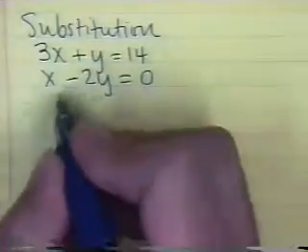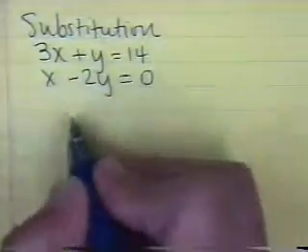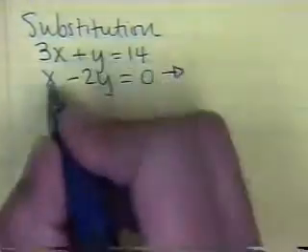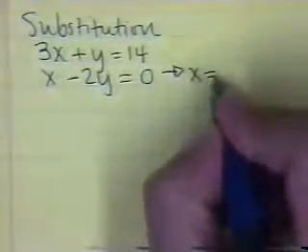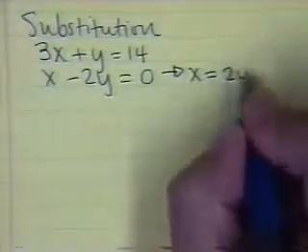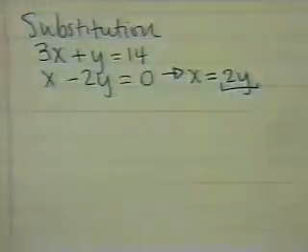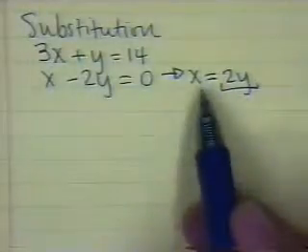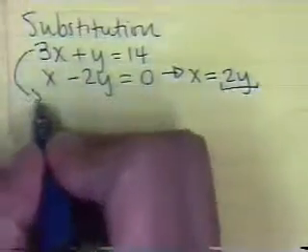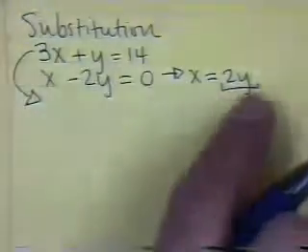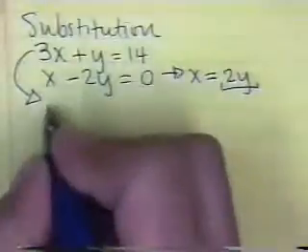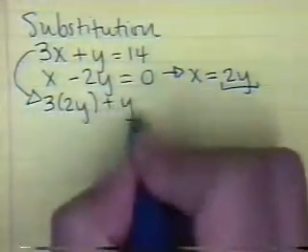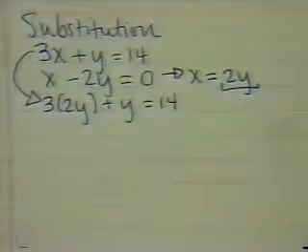Here's how it works. In one of the equations, solve for one of the variables, and it looks like in the second one I can get the x very quickly all by itself. We're going to get x is equal to 2y. Now that little block is what x is equal to, so everywhere in the other equation that there is an x, I'm going to replace it with that little block. So we get 3 times 2y plus y is equal to 14.